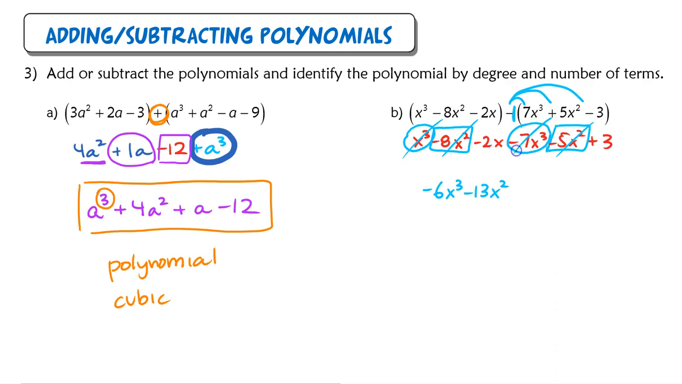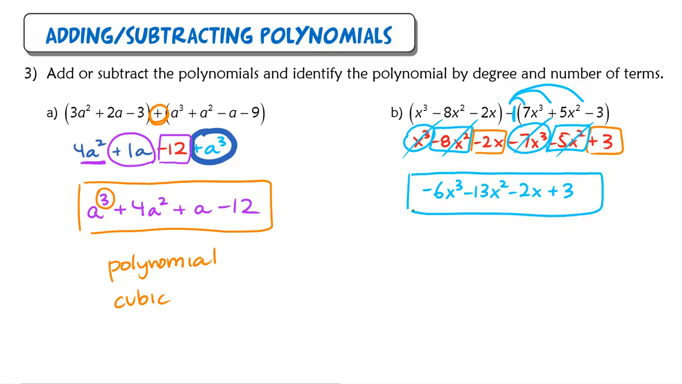We can go ahead and cancel out all the terms we've already used. And then when I look at the two remaining terms here, I have a negative 2x and a plus 3. Neither of these can be combined, so I'm just going to drop both of them down. So I have negative 2x plus 3. So this is my final answer here.